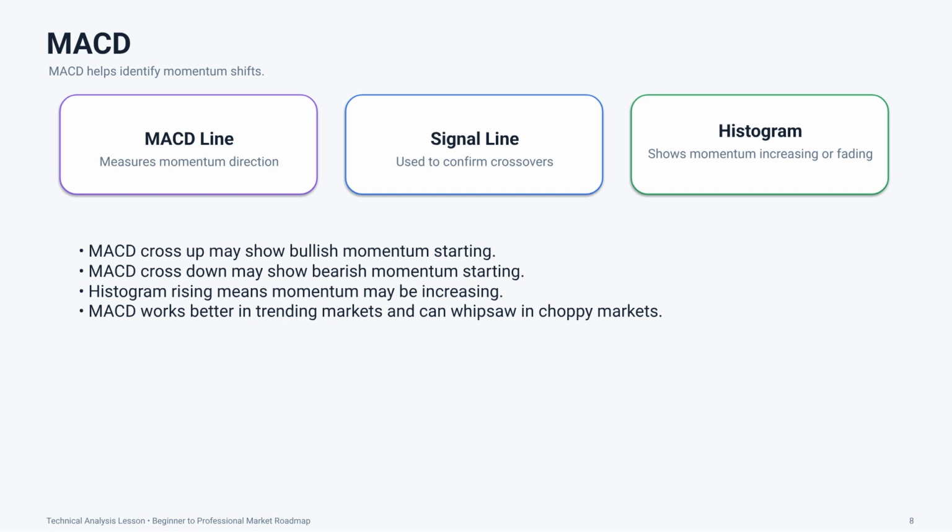The first part is the MACD line. The MACD line measures the direction of momentum. When the MACD line is moving higher, momentum may be getting stronger. When it is moving lower, momentum may be getting weaker.